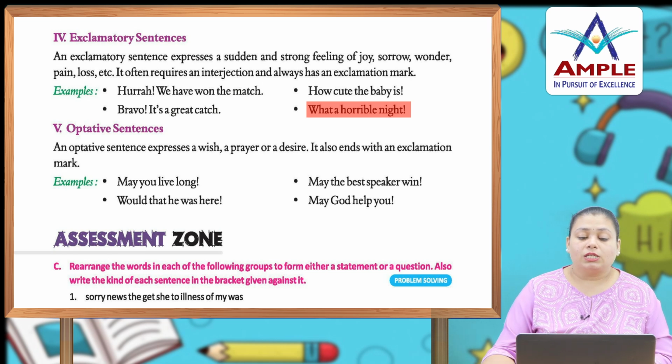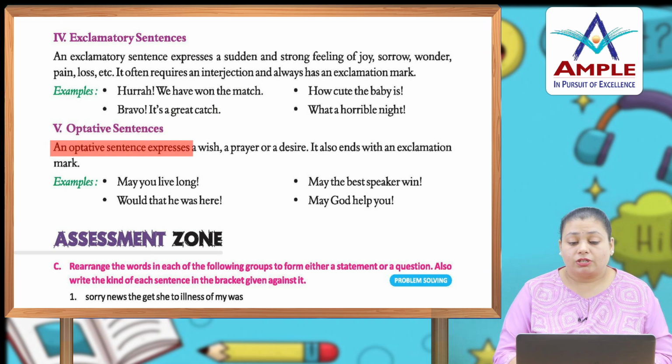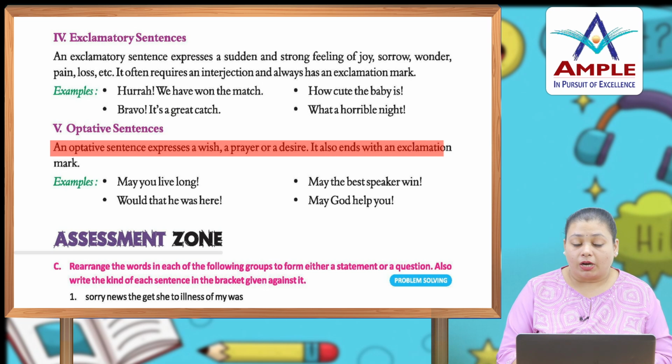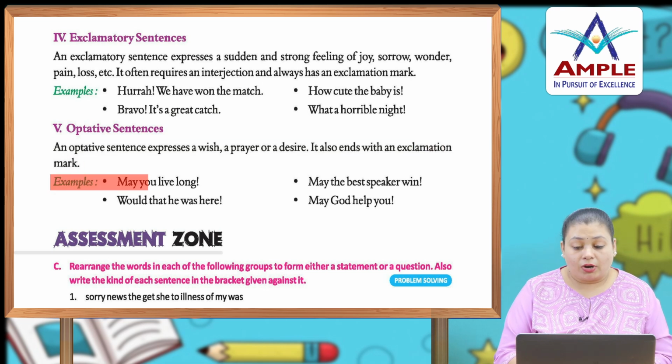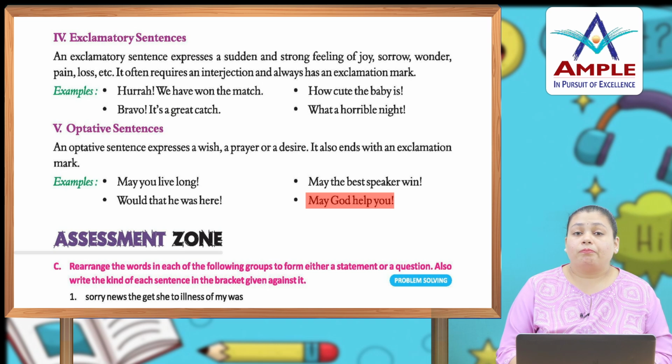Okay, now the last one, optative sentence. An optative sentence expresses a wish, a prayer, or a desire. It also ends with an exclamation mark. Example: may you live long, may the best speakers win, would that he was here, may God help you. So in this we are wishing, we are praying, or we have a desire.